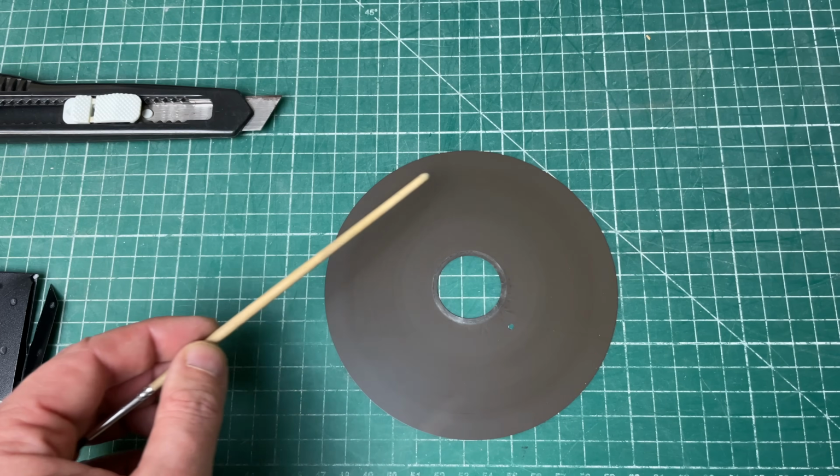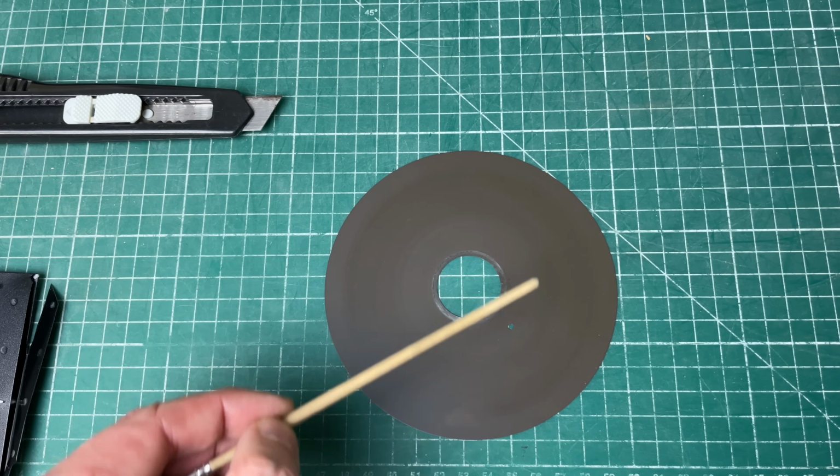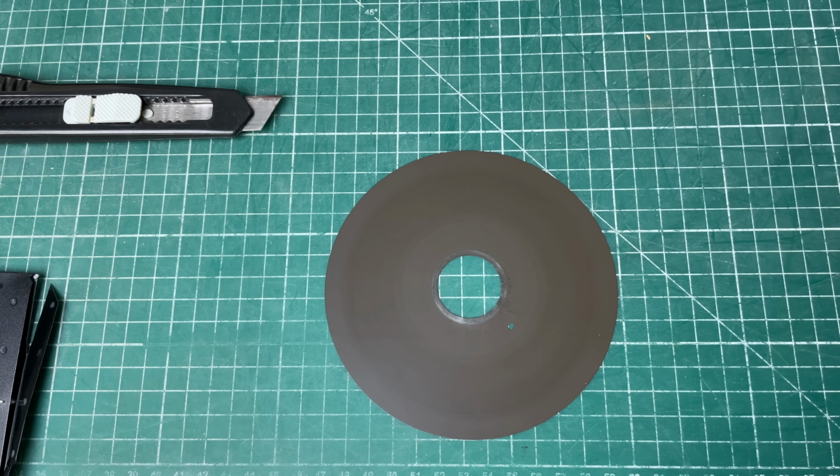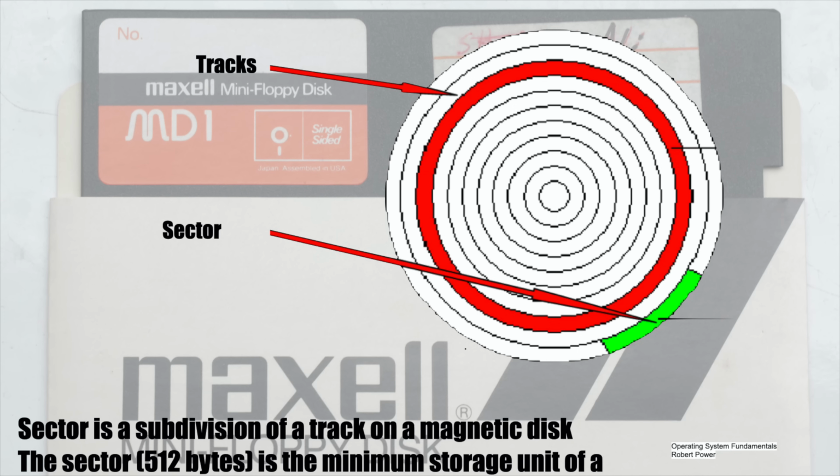Now, what we have on here is a set of tracks, and the tracks are basically concentric rings around the center of this disk. Obviously, you cannot see this with the naked eye, so here's a visual representation. We see the different tracks, and along the tracks we find different sectors. A sector is basically a subdivision of a track on that magnetic disk. It is also the smallest unit of data that you will find on a disk, 512 bytes to be exact.